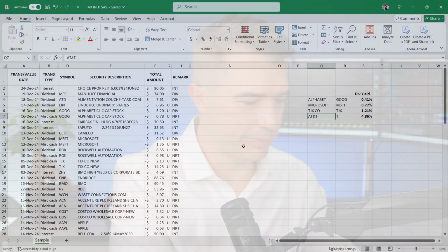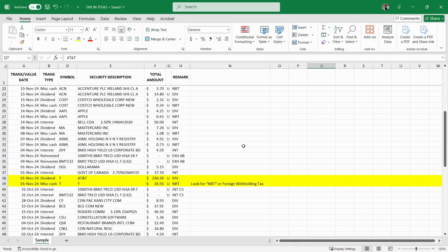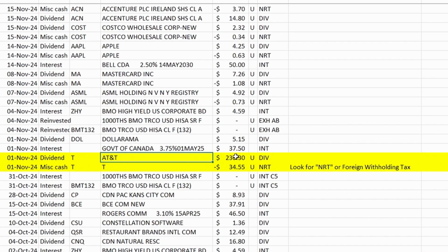TFSAs are a wonderful wealth building tool, but they're not always 100% tax free. For example, take a look at your transactions. You may see something like this. This is a list of exported transactions from a TFSA account. And notice down here we have AT&T with a dividend, and 15% of that dividend is removed.